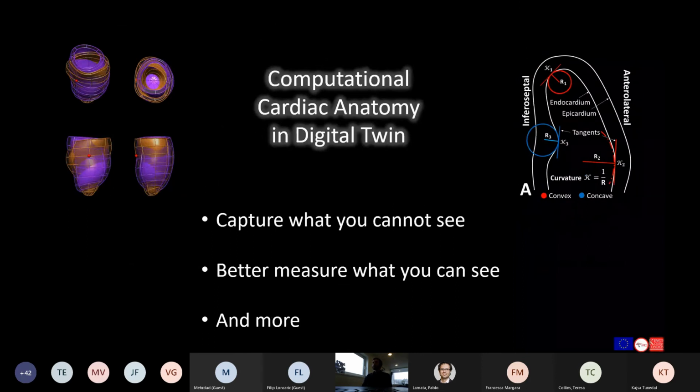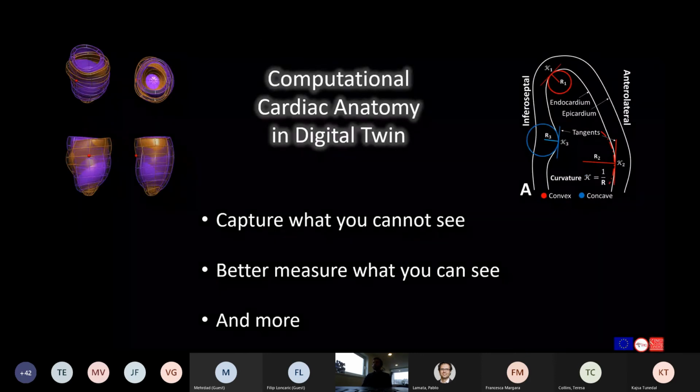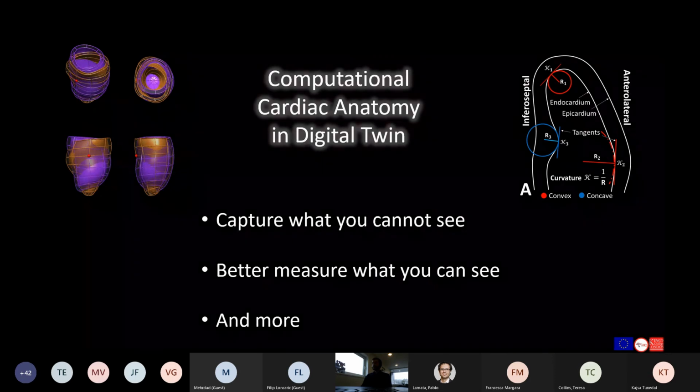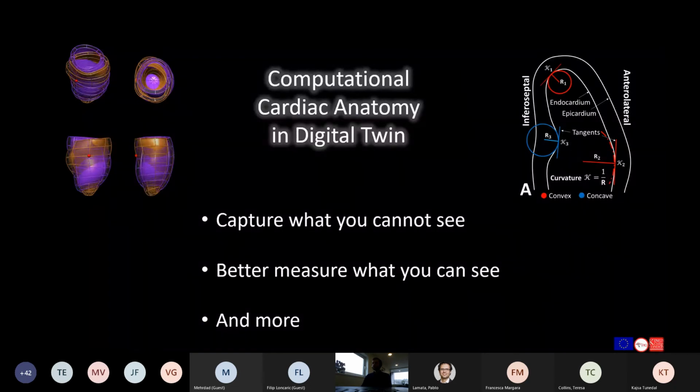And so in summary of my presentation, I tried to describe computational cardiac anatomy as a useful tool for capturing what you cannot necessarily see in the images directly, but you can use this concept to generate hypotheses and build some ideas. And using the computational methods, you can also better measure what can actually be seen in those images and come up with new ideas for improved diagnostic processes.